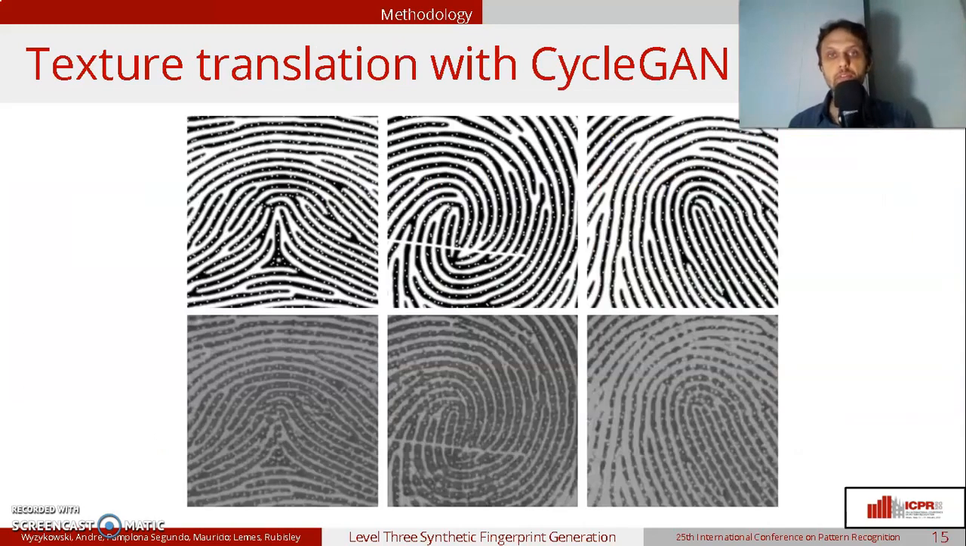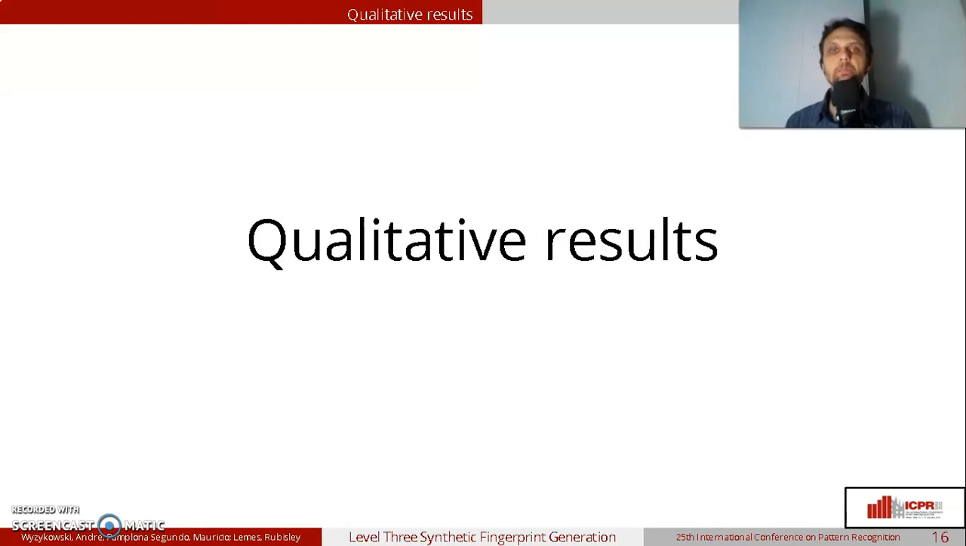After that we performed a texture translation using CycleGAN. CycleGAN was good at performing this translation between 2 domains, from a seed image into a realistic L3 fingerprint.